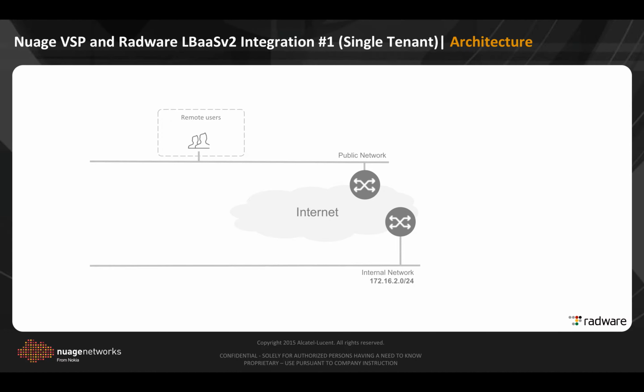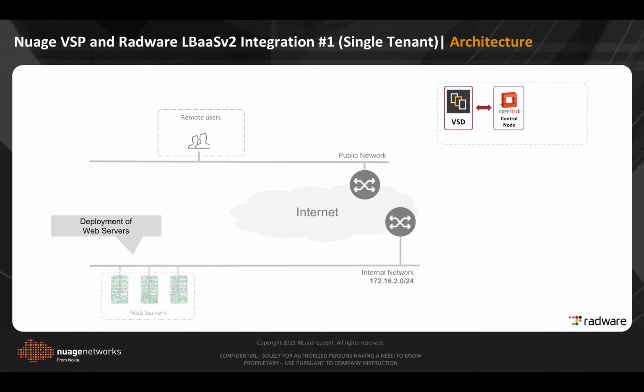The logical architecture consists of an internal network inside the Nuage domain, which is being accessed from the internet by remote users. This private domain is managed by Nuage and OpenStack. First, we're deploying 3 web servers in the internal network.